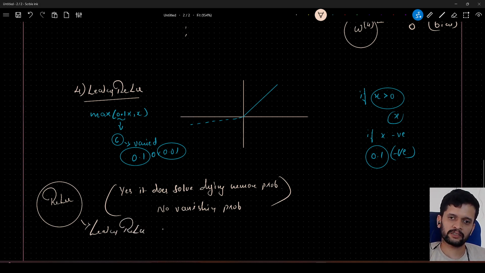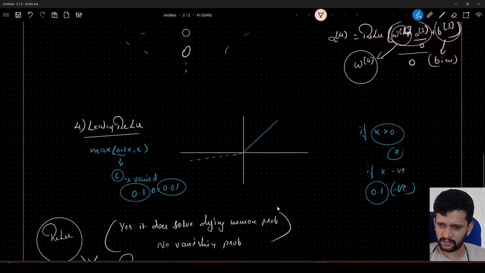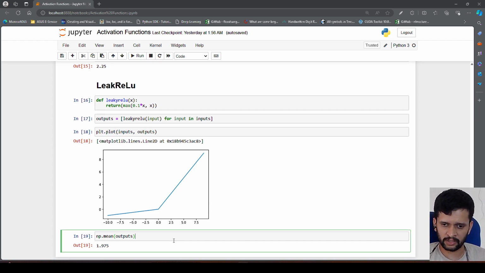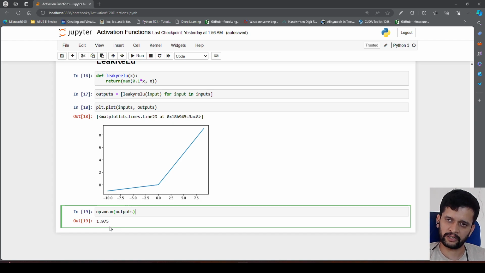Okay, so you now know how LeakyReLu works and how it avoids the dying neuron problem. But still there will be a problem with this. Again, this will not center the data around 0. The mean of the outputs will not be 0. Okay, so that's what I have calculated here and displayed the output.